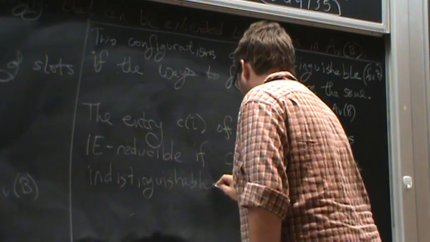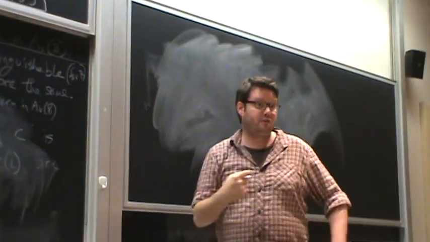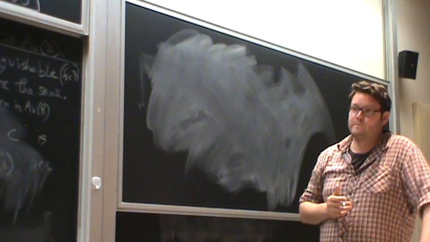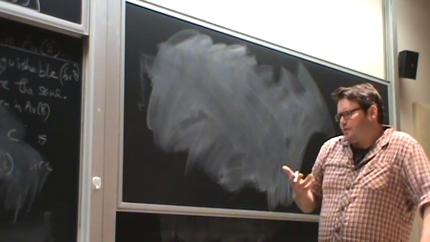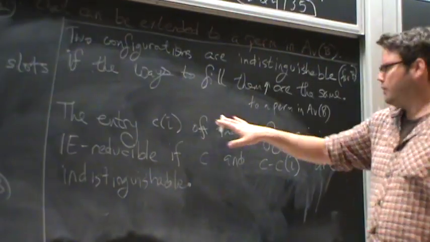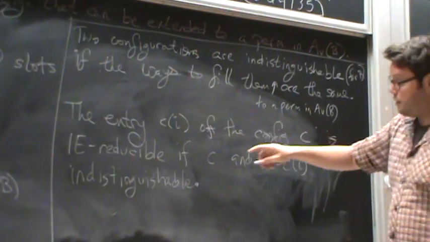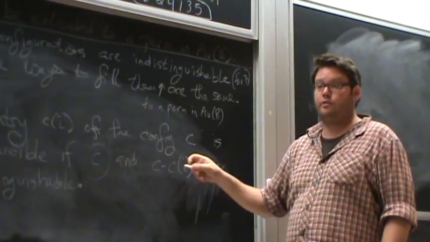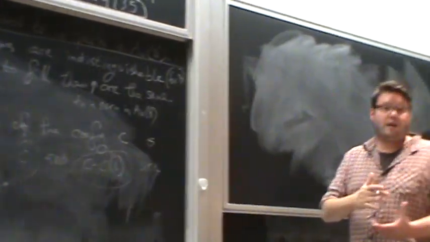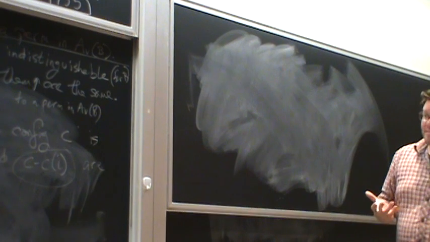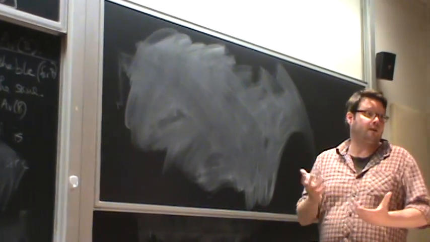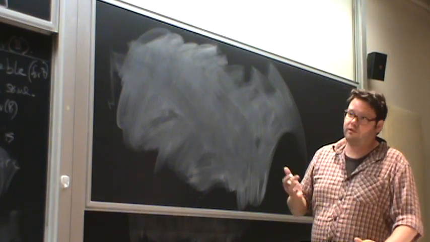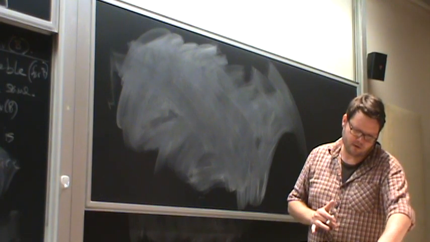So what this says is that, as far as the insertion encoding is concerned, that entry C of I doesn't play any part in whether or not we contain a pattern from B. So as soon as we produce this configuration C, we might as well regard it as identical to the configuration C minus C of I. So if every long configuration has an IE reducible element, then we can reduce it to finitely many configurations, and we can just run walks in a directed graph, or the transfer matrix method.